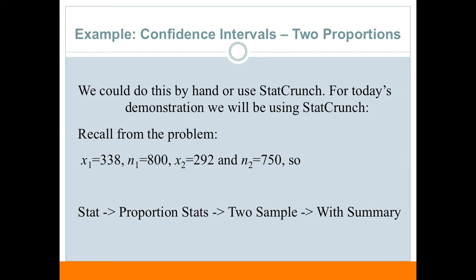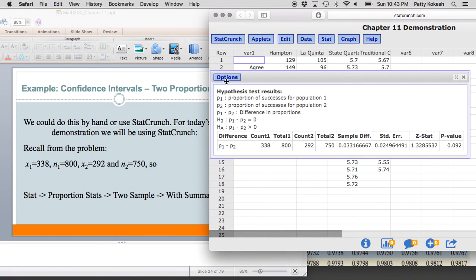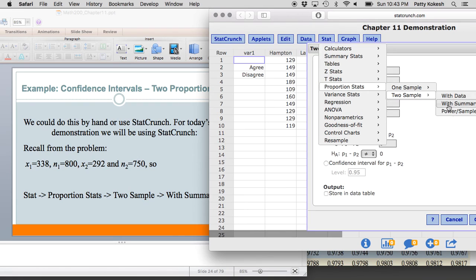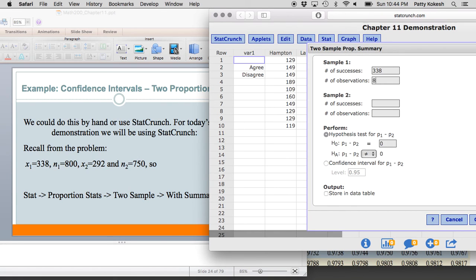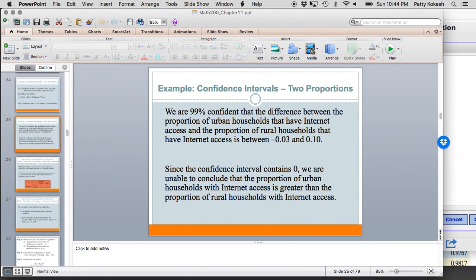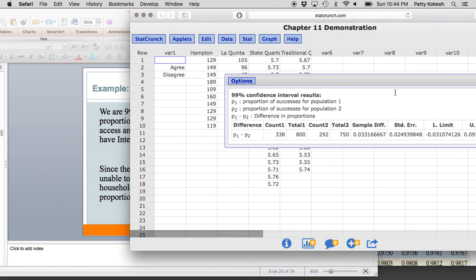So for today's demonstration, we're just going to use StatCrunch, and I'm going to select exactly the same thing that I did before. I could just change my hypothesis test, but I want to show you how to do it from scratch. So I have stats, proportion stats because I'm talking about proportions, two samples, and summaries of my data. I have 338 successes out of 800 and 292 successes out of 750. Instead of a hypothesis test, in this case I wanted a confidence interval, and I think it wanted 99%. So I select 99% confidence and click compute.